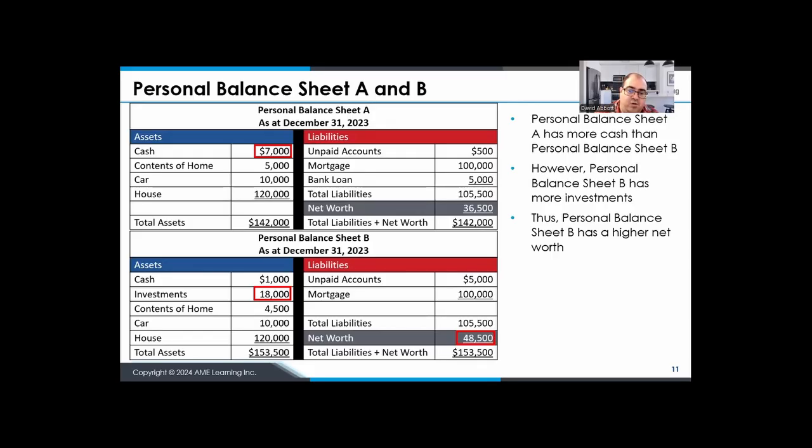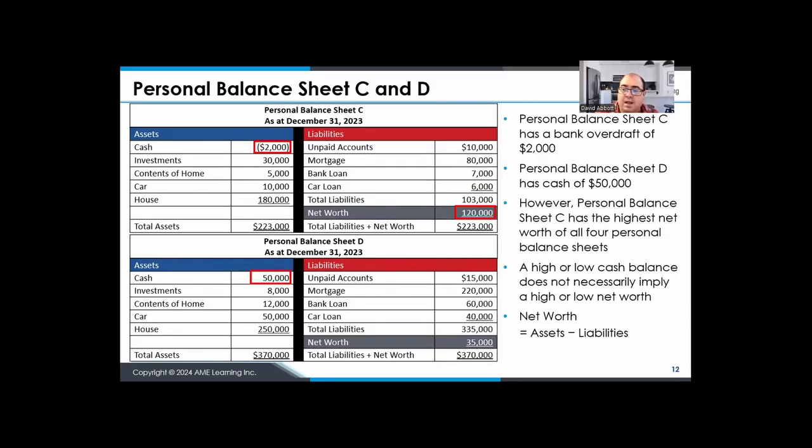And so we see there the total assets, and then we have their total liabilities. They have 105,500 in liabilities. So that leaves them with a net worth of 36,005. And then we see in B how it's listed as we said. And then looking at personal balance sheet C, it has a bank overdraft of $2,000, meaning they owed the bank $2,000. And then on personal balance sheet D, they have cash of $50,000.